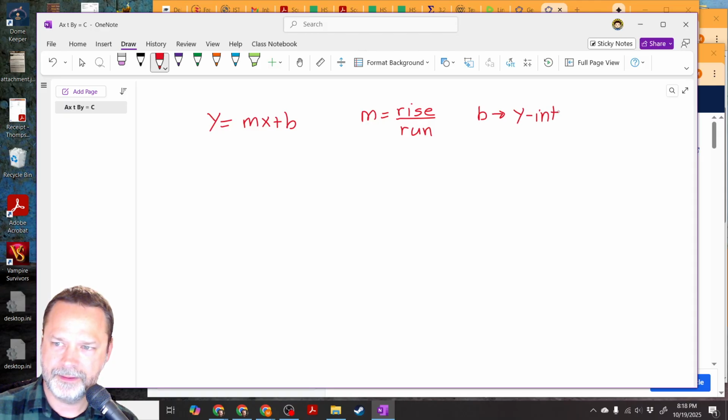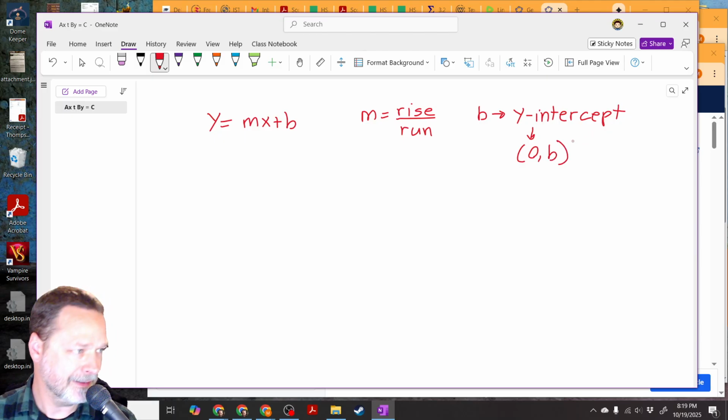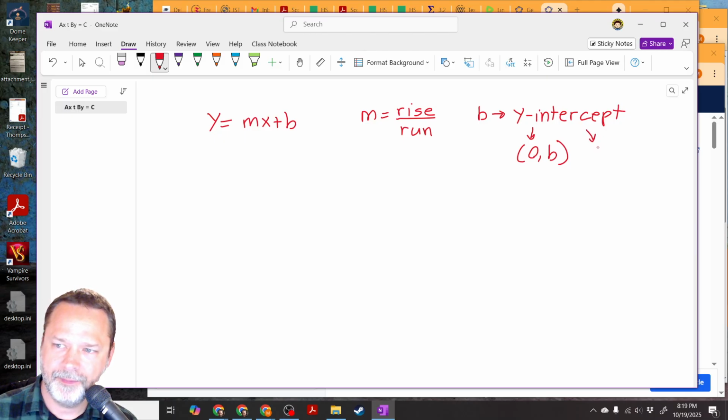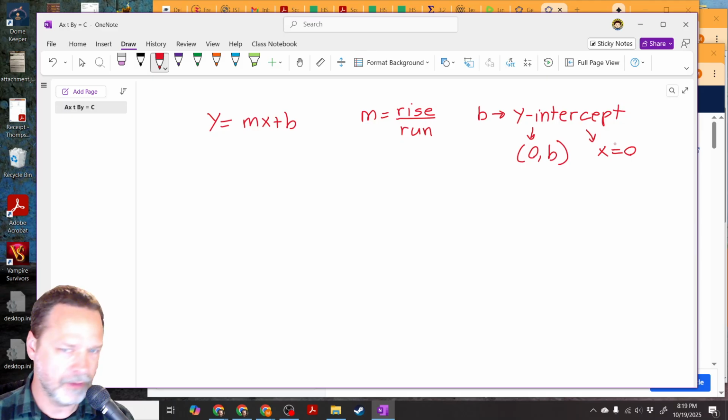In other words, our y-intercept would be 0, comma, b. Because remember what a y-intercept is, something I haven't reviewed: graphically, it means x equals 0. It is where we cross our y-axis. Our y-axis is x equals 0. It's the line x equals 0.